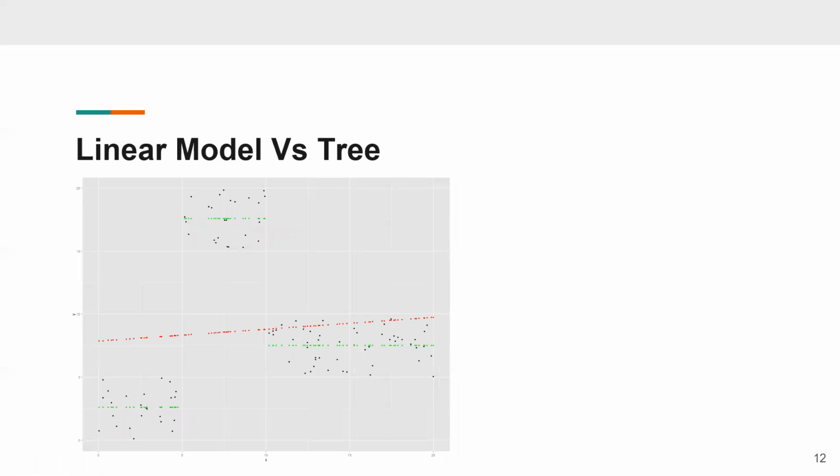Now let's put those two together. You can clearly see that the decision tree regression model is doing a better job than the linear regression model itself, right?